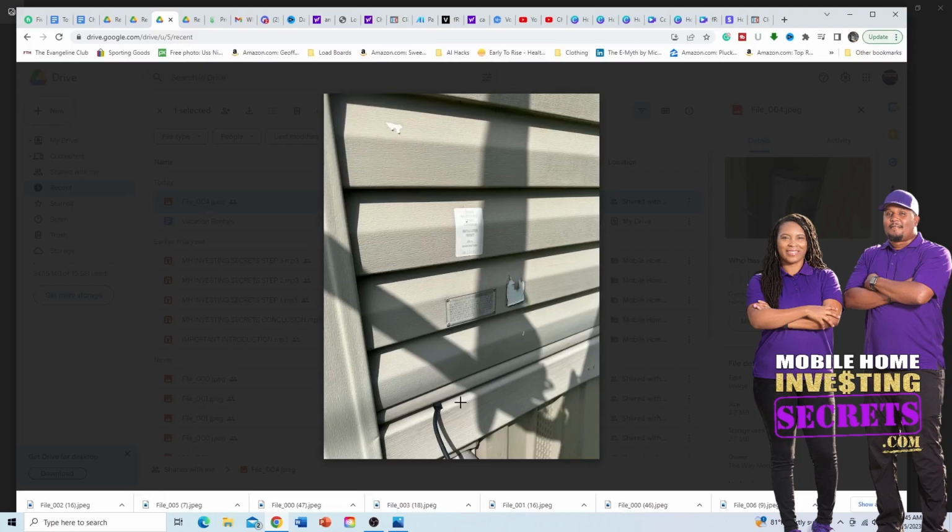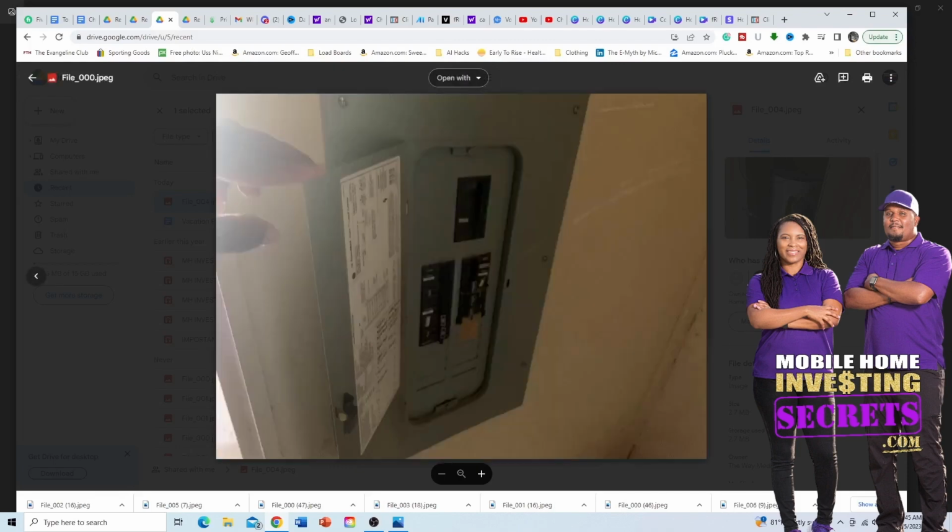Normally it's on the home, or it may be here at the bottom. It may be on the frame. So you may have to pull the skirting out of the way if you don't see this. It may be on the metal frame itself. So that's what you can look for.